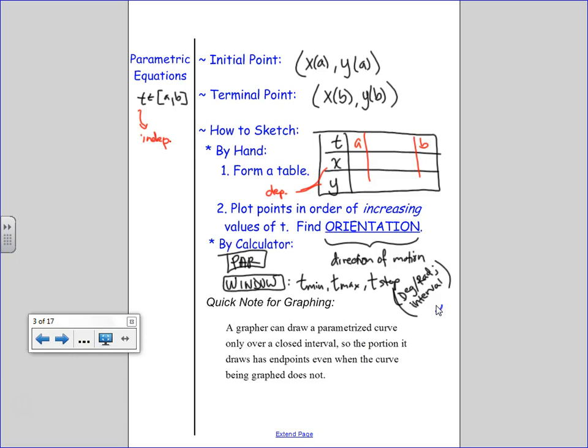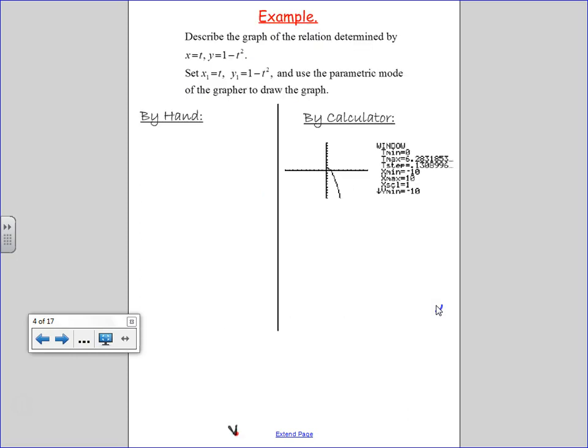And a quick note for graphing. Ooh, you guys see some new words? A graph can draw a parametrized curve only over a closed interval, so that the portion it draws has endpoints even when the curve being graphed does not. Here's the warning. If you have a closed interval, there is a beginning to that motion and an end to that motion. Your calculator, depending on the window, will not know the beginning and end unless you tell it, so it might show more of the path than it should. That's the long story short of the graphing.